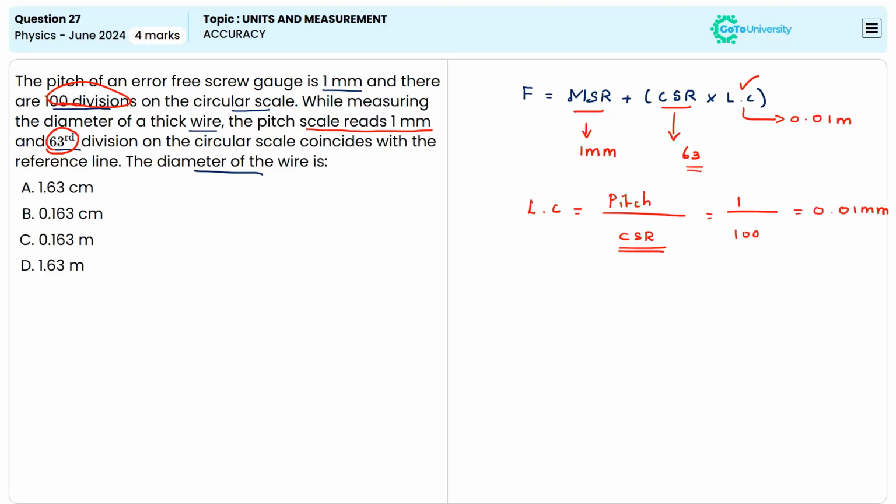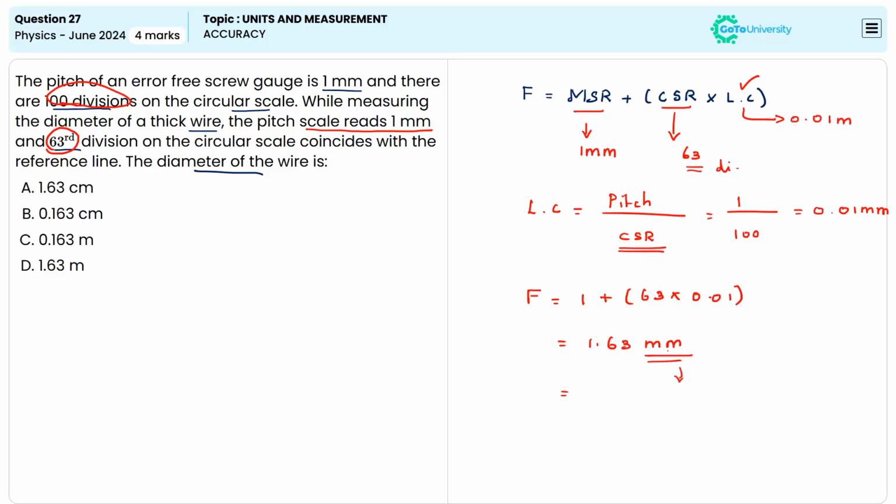But here the circular scale is in a division value. So let us apply the values of main scale, circular scale and least count in the final formula. So here we will get 1 plus 63 times 0.01. When we simplify this, we will get 1.63 mm. So here the answers are in centimeters.